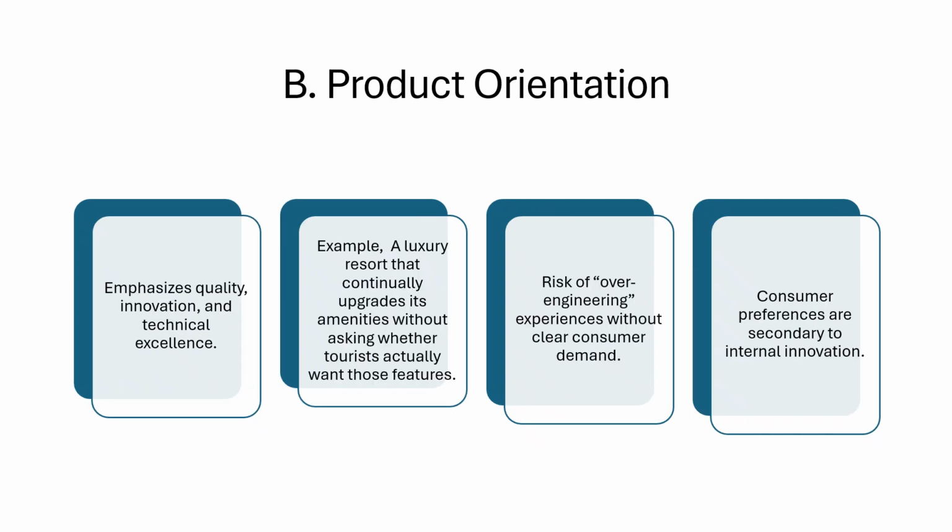The second orientation is product orientation. Product orientation believes that consumers will favor superior products or services, quality, performance, and innovation. You see, and therefore it believes that the best product wins in the market, and that quality is objectively measurable, and therefore there's limited research here. And I think you can think of some examples.